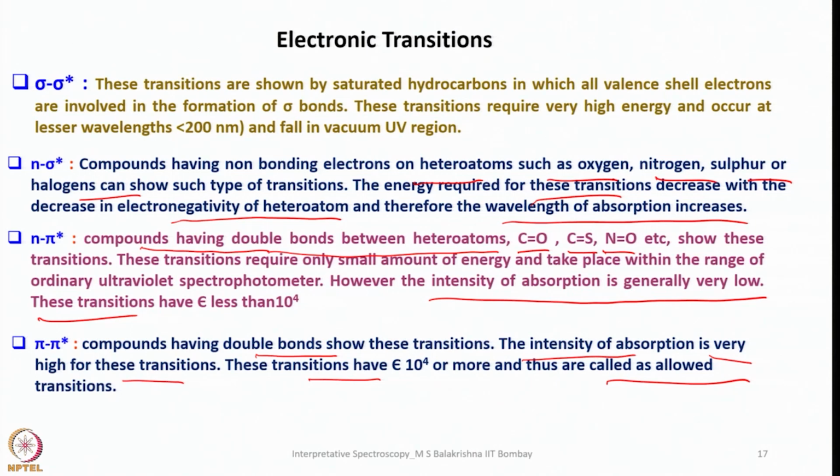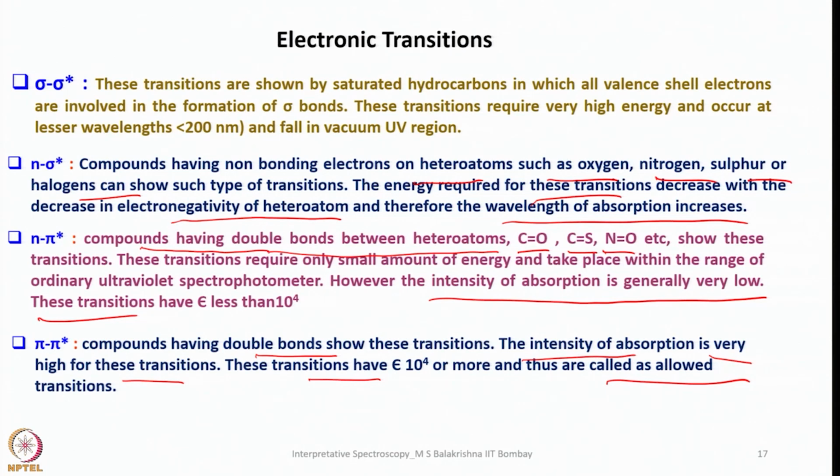Compounds having double bond between heteroatoms, for example, C double bond O, C double bond S, N double bond O, etc., show these kind of n to pi star transitions. These transitions require only small amount of energy and take place within the range of ordinary ultraviolet region. However, the intensity of absorption is generally very low, and these transitions have an epsilon value of less than 10 raised to 4. Of course, here when you look into overall the energy difference between these levels, n to pi star is the least energetic. That's the reason it requires very low energy for the promotion of the electrons.